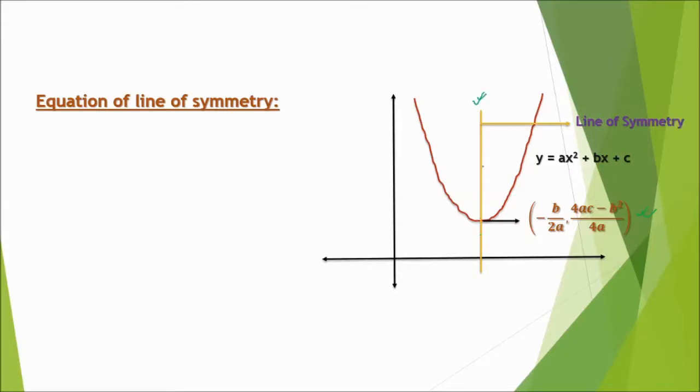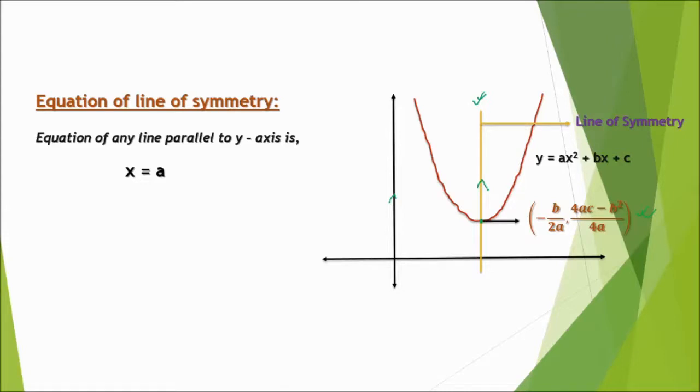This line passes through the vertex, so we have to keep in mind it passes through the vertex and is parallel to the y-axis. If you remember from grade 9, the equation of any line parallel to the y-axis is x is equal to a. Our line of symmetry is also parallel to the y-axis, so the equation of the line of symmetry right now is x is equal to a.